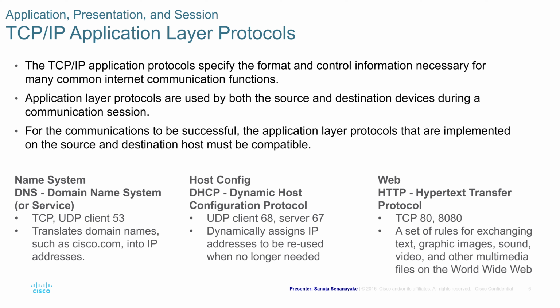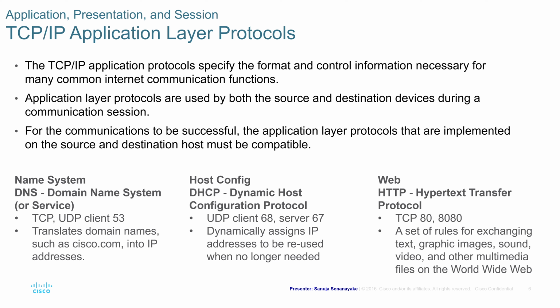DNS is a name system that uses TCP and UDP client port 53, and it translates domain names such as cisco.com or sanuja.com into an IP address. DHCP is the Dynamic Host Configuration Protocol, which uses UDP port 68 for the client and port 67 for the server, and it dynamically assigns IP addresses to be reused when no longer in need. And it also provides IP addresses for new devices when they connect to a network and request that IP address information.